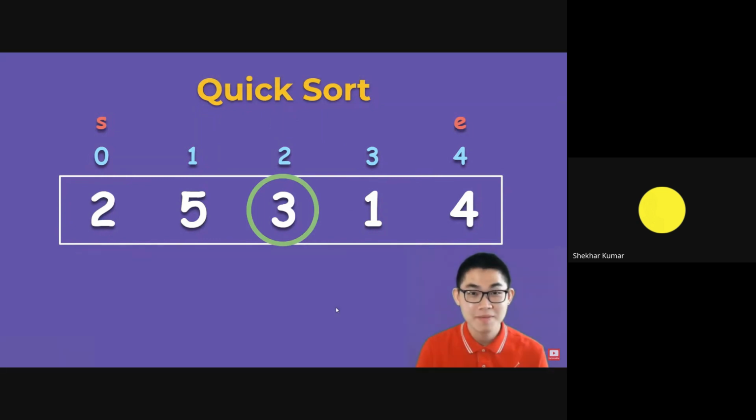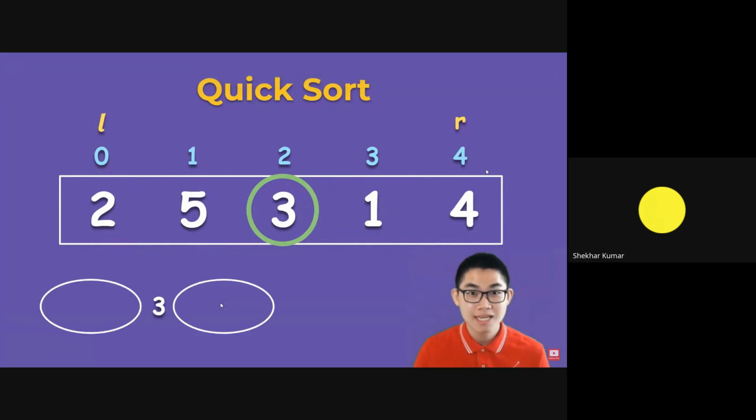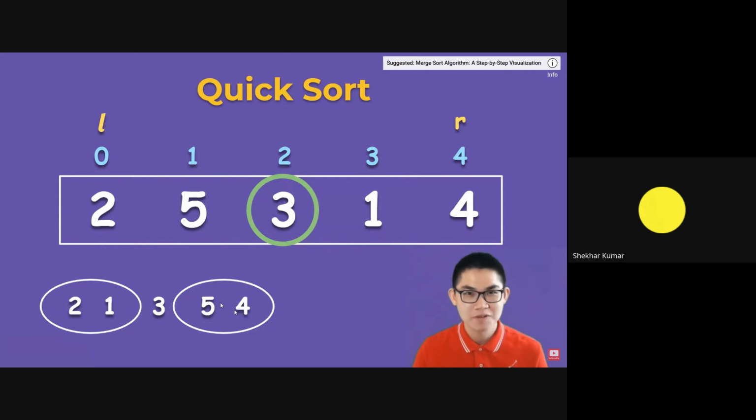The fifth step is to do something called partition, and I like to think of it as a game with 2 players. So we replace S with L and E with R. The goal of this game is to get all the numbers less than the pivot on the left bubble, so for example here we have 2 and 1, and all the numbers larger than the pivot on the right bubble, so 5 and 4. Here, the order does not matter as long as you get the numbers in the correct places.